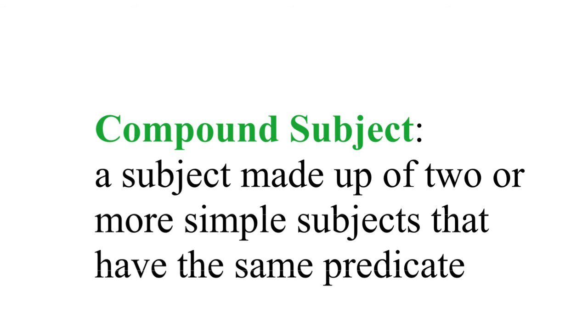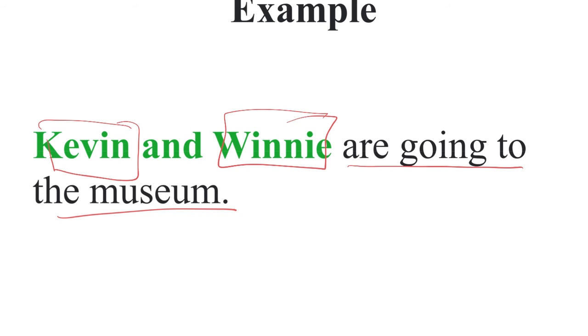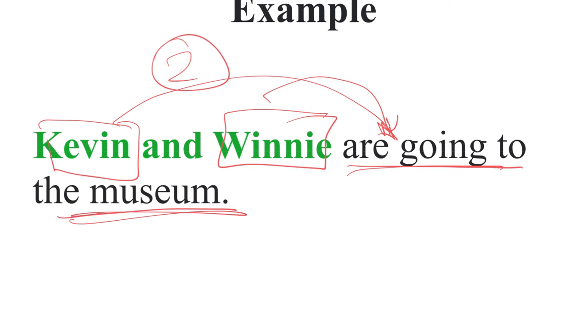A compound subject is a subject made up of two or more simple subjects that have the same predicate. That probably sounded confusing, so let's look at an example. Two simple subjects that have the same predicate. So here's the predicate. Kevin and Winnie are going to the museum. So this is a compound subject because Kevin is going to the museum and Winnie is going to the museum. So you've got two things, both with the same predicate. So it's a compound subject.